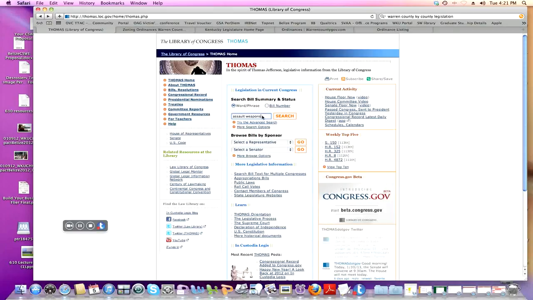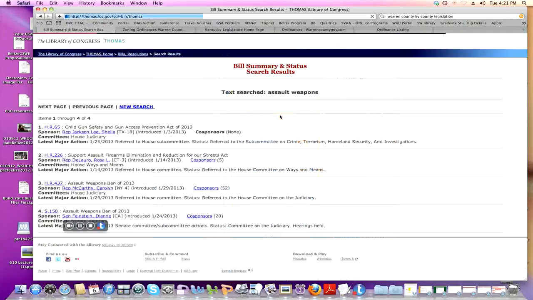Anyway, assault weapons. You put in your term and you click search. As you can see, there are 4 different legislative pieces right now, 3 in the House of Representatives and 1 in the Senate, having to do with banning assault weapons or gun safety. So I have found 4 bills. Now you won't always find 4 bills.